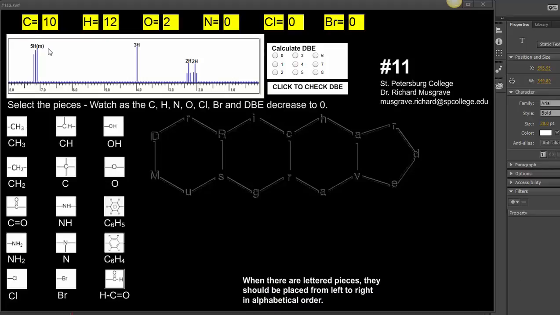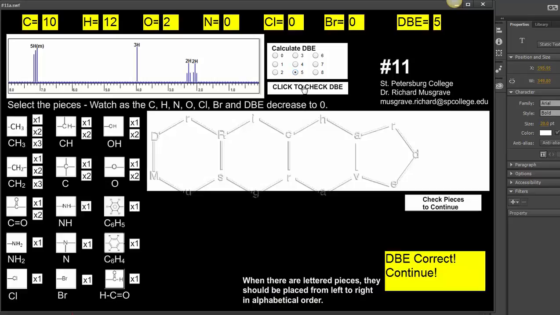The molecular formula for this one is C10H12O2. That gives us 5 double bond equivalents. In the spectrum I see a 5H and it's between 7 and 8. That would indicate an aromatic ring with 5 hydrogens on it. This one here, C6H5. We've got a CH3 group over here and 2 CH2 groups over here.